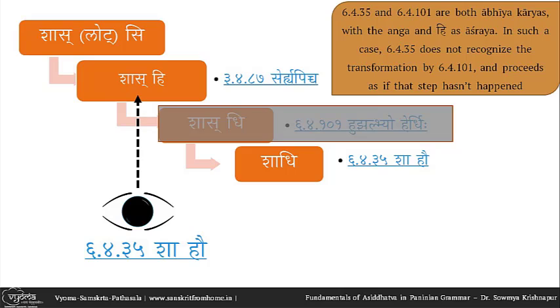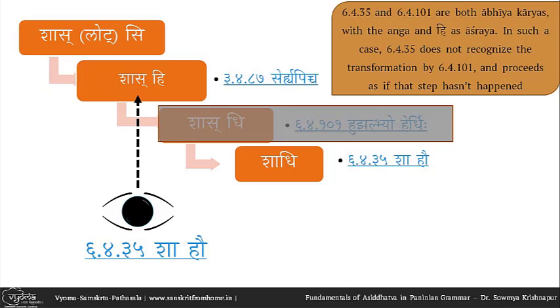So sha hau operates despite the he being taken away by dhi. Okay, so it proceeds. So both 6.4.35 and 6.4.101 are Aabheeya karyas with he as the ashraya. So 6.4.35 sha hau does not recognize the transformation by hu jhalbhyo her dhihi, and it proceeds as if there has been no transformation. It thinks, okay, there is he and therefore it can operate, and shas is replaced by sha. So we get shadhi. So sha hau ityanena bhavati. So shadhi iti rupam siddhyati.